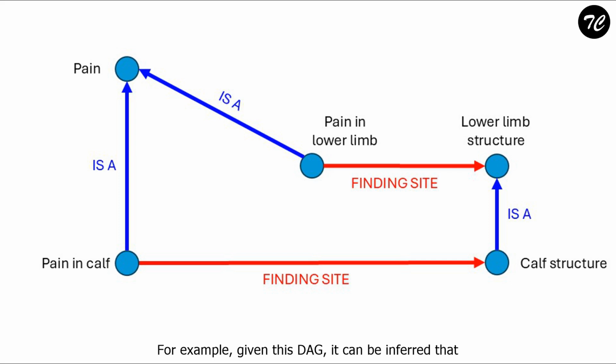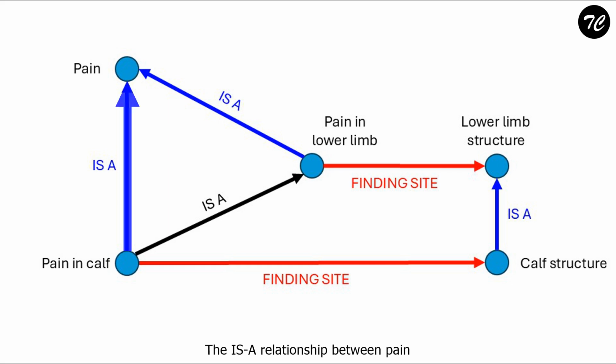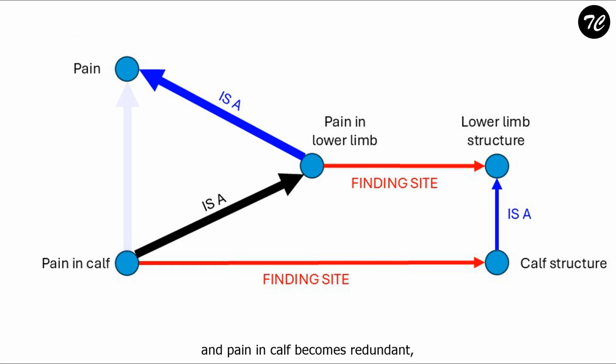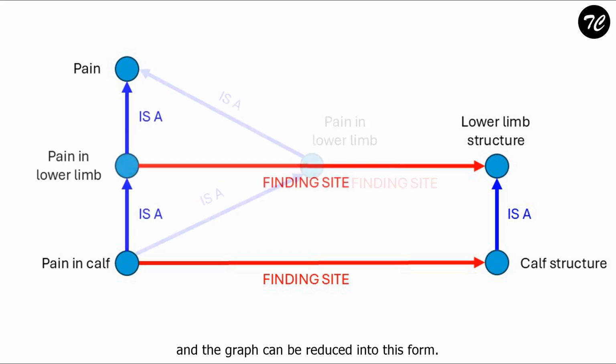For example, given this DAG, it can be inferred that the pain in calf concept is indeed a child of the pain in lower limb concept. The is a relationship between pain and pain in calf becomes redundant, and the graph can be reduced into this form.